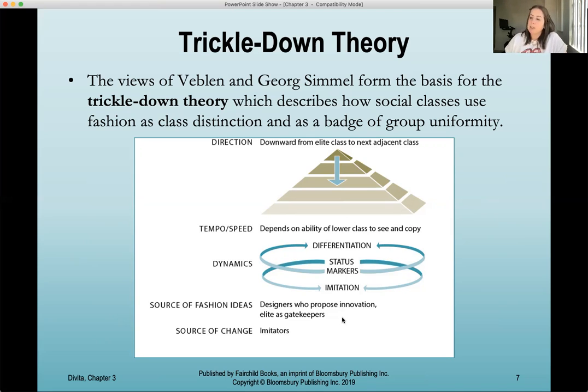The source of fashion ideas essentially states that the designers, okay, the designers at the top who propose the innovation, propose it to the elite, and those are the gatekeepers of the trend. So once the designers are proposing this trend, the gatekeepers of the elite are saying, yes, we like it, we're going to participate, or no, we're moving on to the next. The source of change are the imitators. So once the next adjacent class accepts, typically the elite has moved on to the next item.